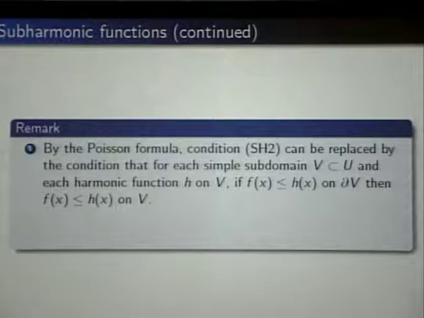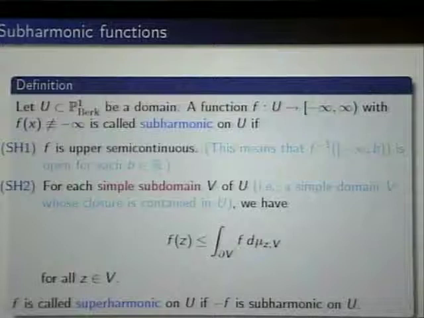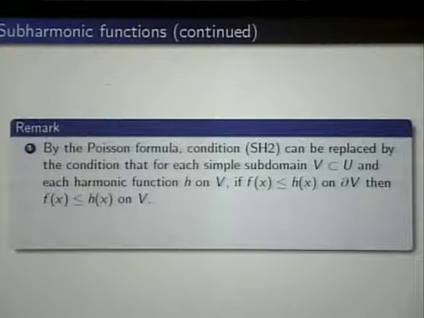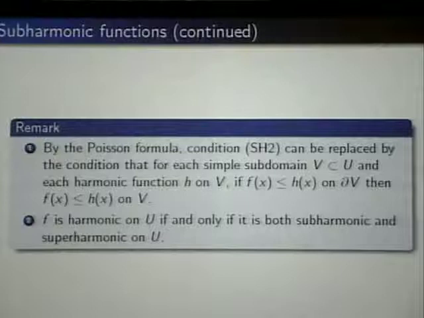So the first remark is just that by the Poisson formula, that second condition, this main condition here, can be replaced by the condition that for any simple subdomain V and any harmonic function H on V, if F is less than or equal to H on the boundary, then in fact it's less than or equal to H on all of V. And classically, this is one way to define subharmonic functions. They sort of have this property with respect to domination by harmonic functions. And a harmonic function is just one that's both subharmonic and superharmonic. That's pretty much clear from the definitions.